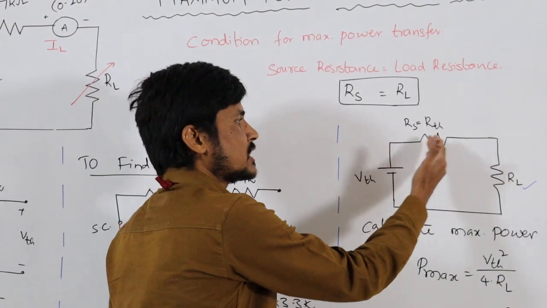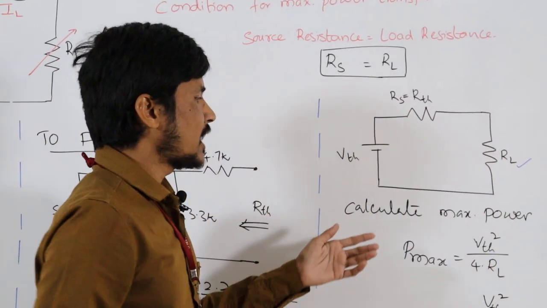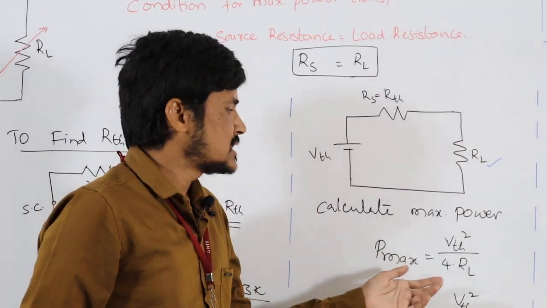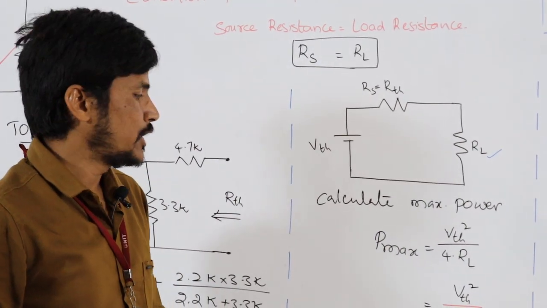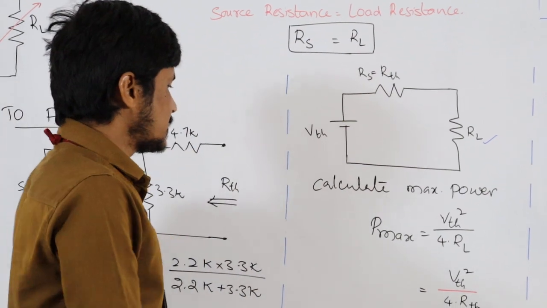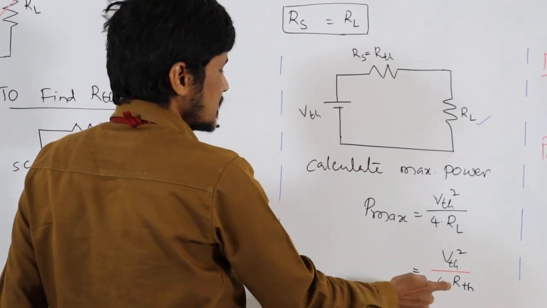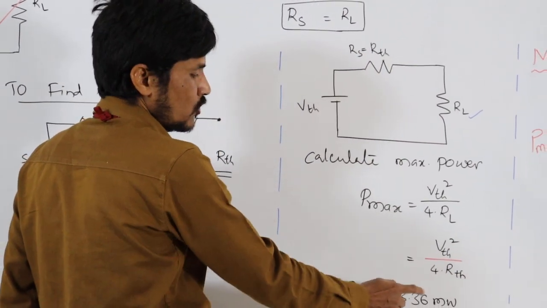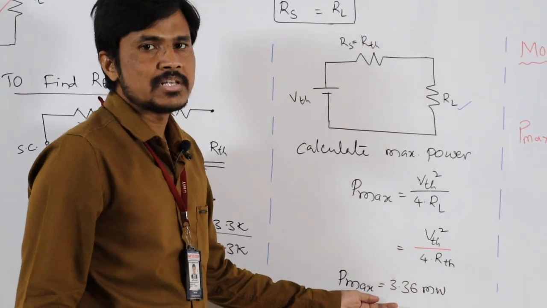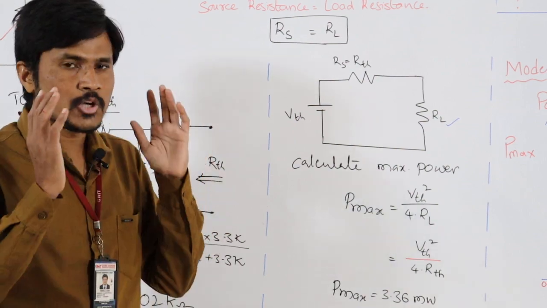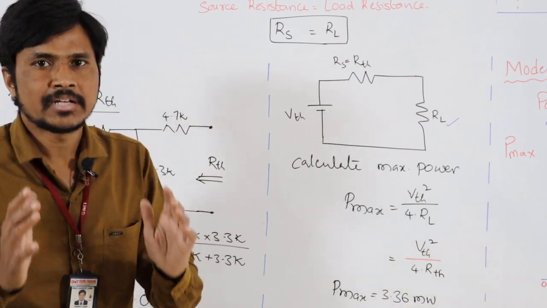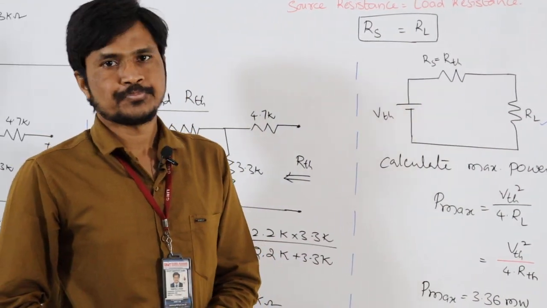From this circuit we can calculate the maximum power, that is VTH square by 4 into RL. You just substitute here VTH as 9 volts and RTH as 6.02 kilo ohms, and we get P maximum as 3.36 milliwatts. So, this is the direct value of maximum power calculated through Thevenin's theorem.